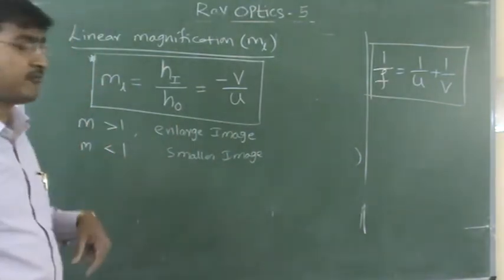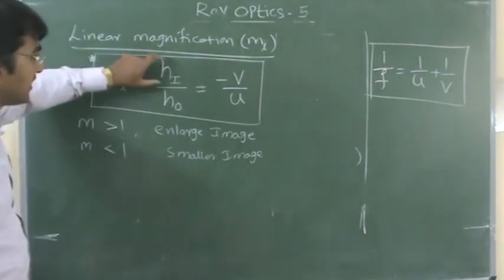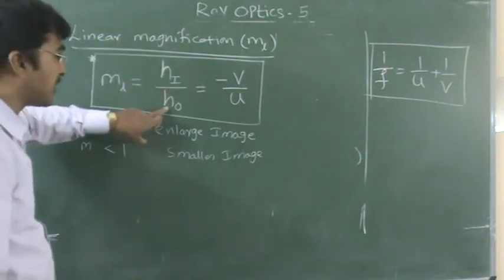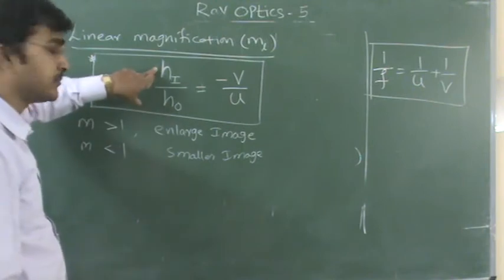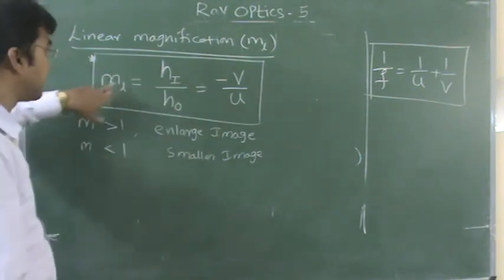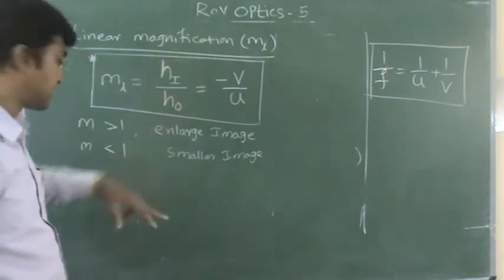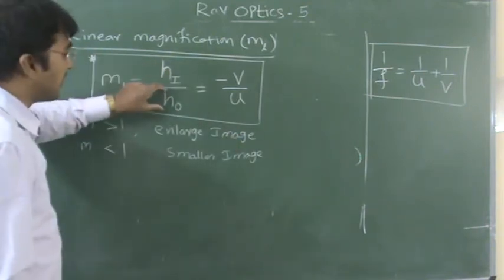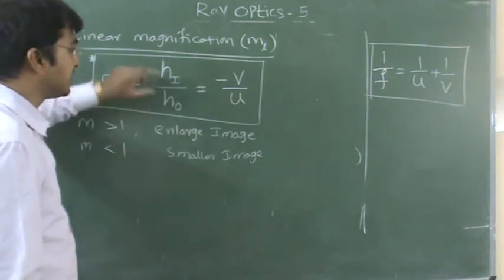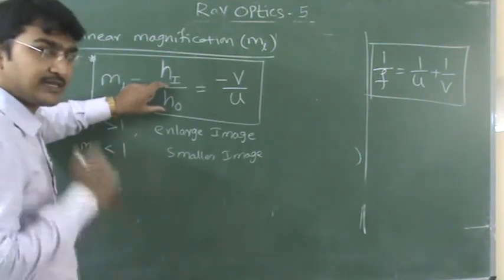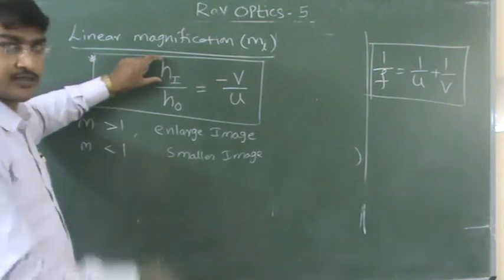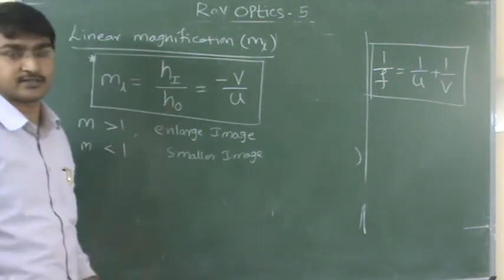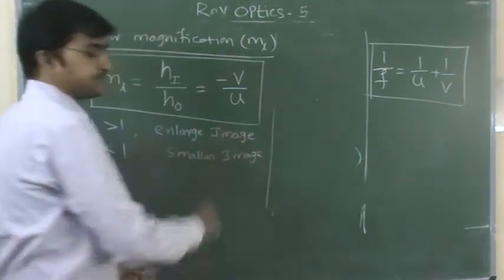How to find the m value based upon this? See here, image size is more compared to object size. For example, object size is 5 centimeters, image size is 10 centimeters. Then what is the m value? 2 only, twice. So greater than 1, so an enlarged image will form. If the size of the object is 5 centimeters and the image is 2 centimeters, then 2 by 5 is less than 1, right? In that case, smaller images. Okay, so this is one point.